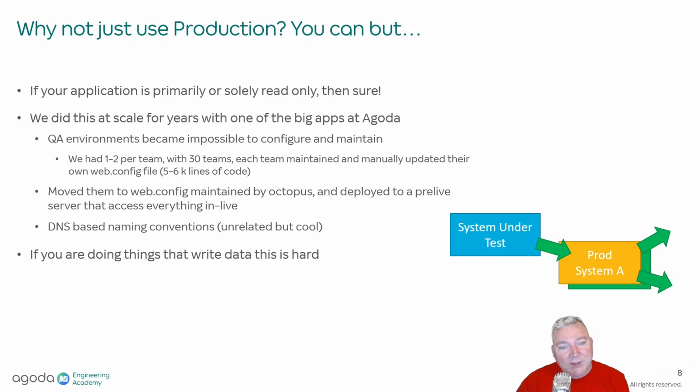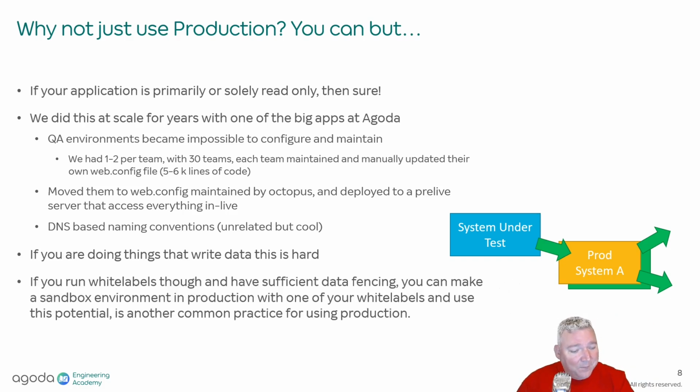And if you're doing things that write data, though, it's hard. If you're working on things like payments, this becomes really problematic. If you do run a white label, though, and you have sufficient data fencing, you can make sandbox environments in production with your white labels and use this potentially. It's another common practice for using production as a test. I used to do this at my old company, Oztix, and it worked quite nicely.